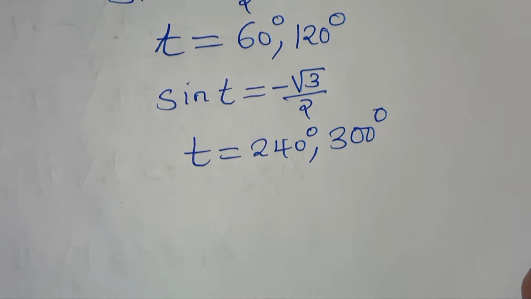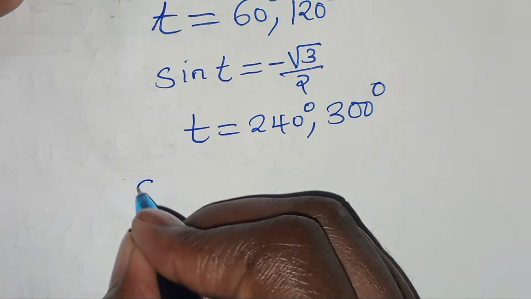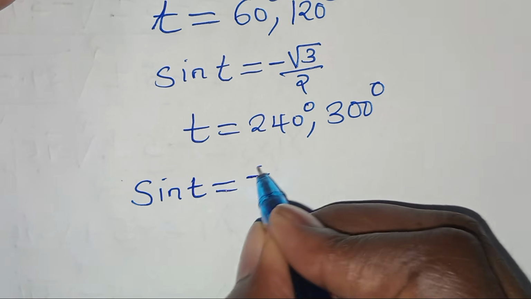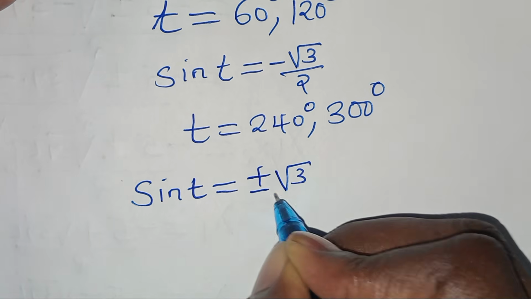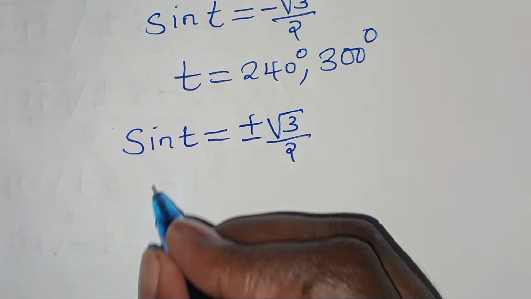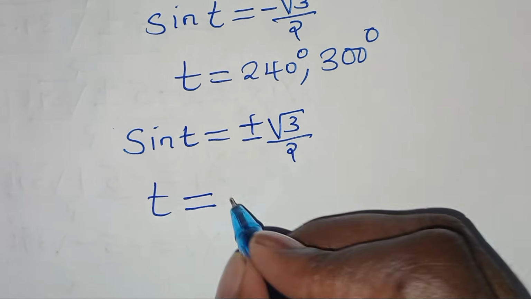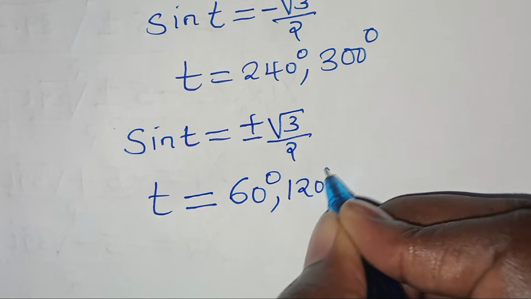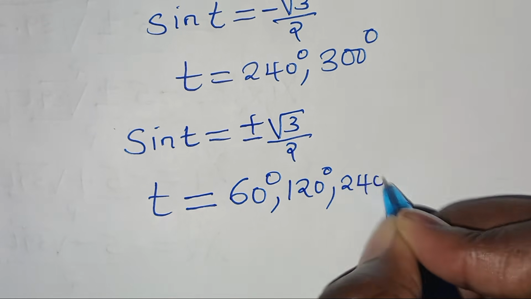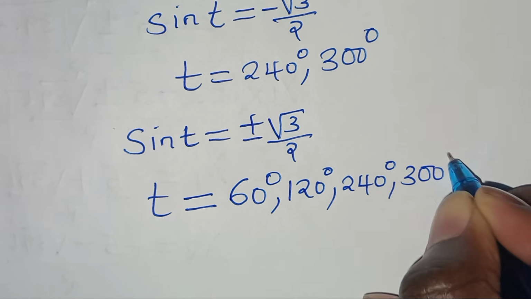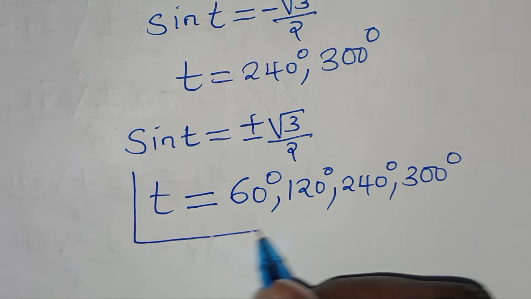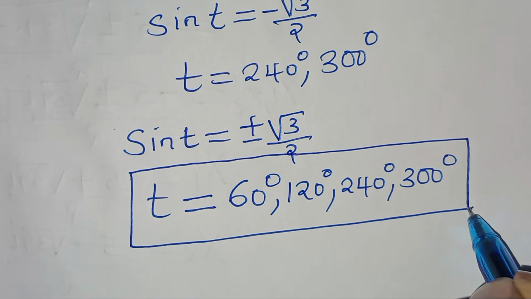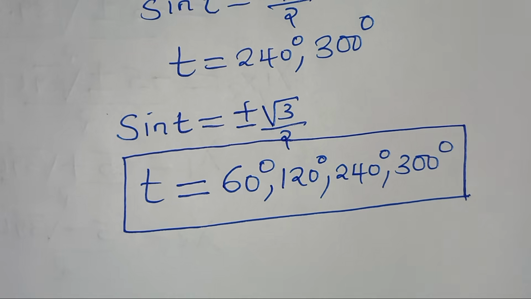So this means that in case 1, sine t, which is equal to plus or minus square root of 3 over 2, the angles for t are 60 degrees, 120 degrees, 240 degrees, and 300 degrees. So these are the angles for t between 0 and 360 degrees. So let's proceed to case 2 from here.